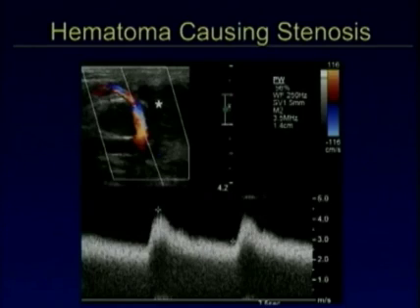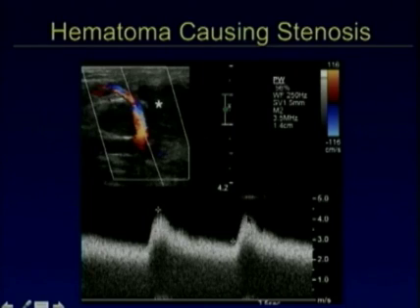This is an example of a hematoma causing a stenosis. There's so much of a hematoma here, this is up near the axilla, that it's frankly causing compression. These may get better, but you may have to have evacuation of that hematoma.